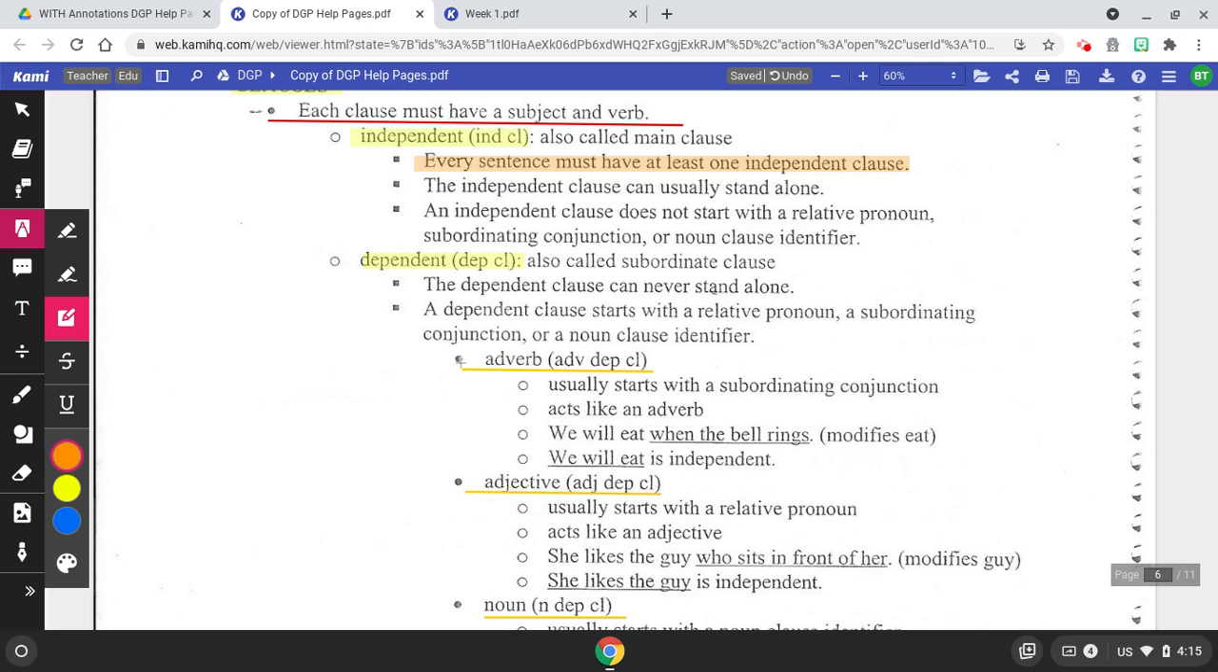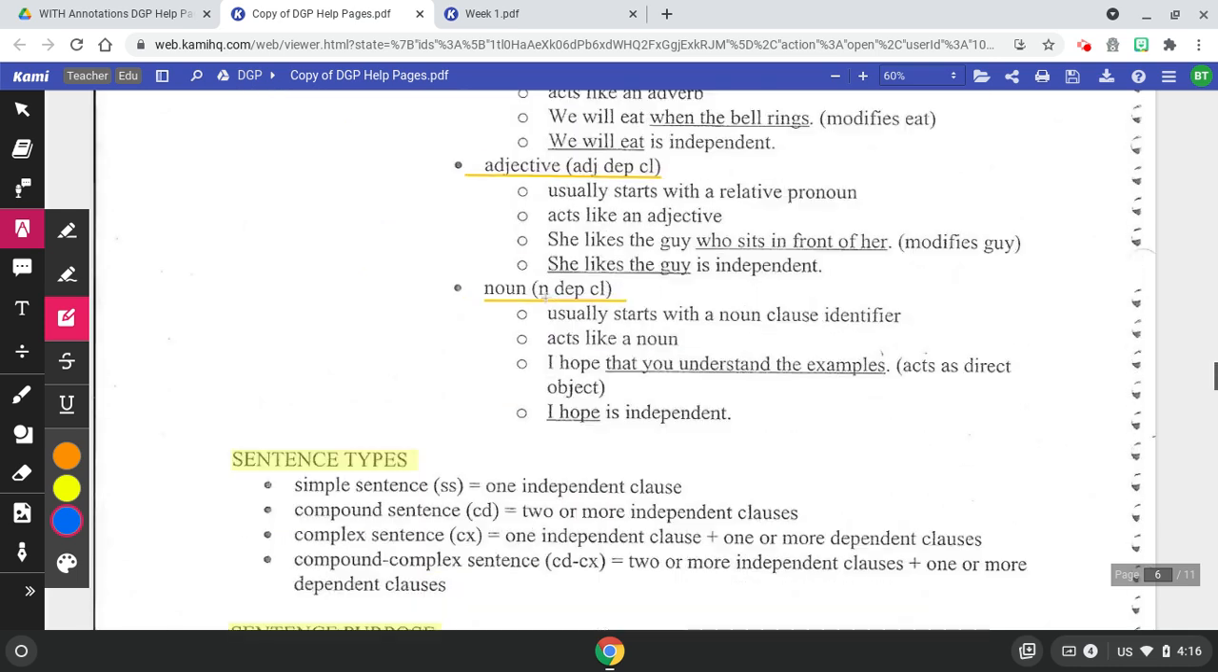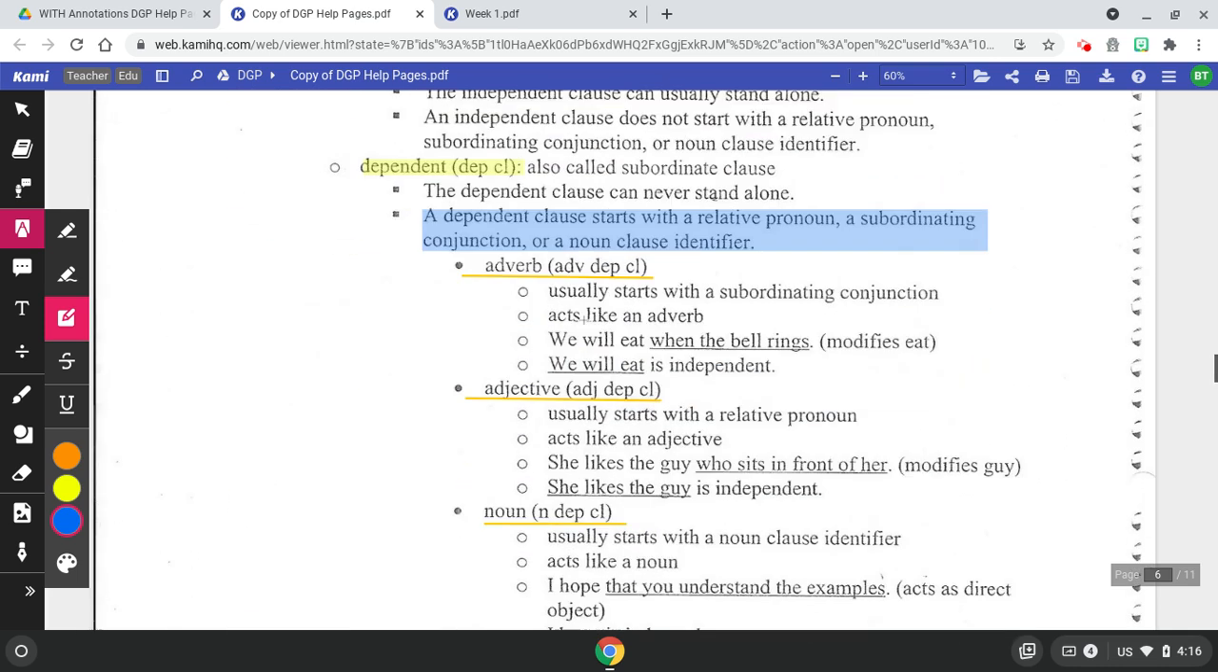Down here, we got some important things too. A dependent clause, whenever we have those, they always start with a relative pronoun, a subordinating conjunction, or a noun clause identifier. If you have one of these things in your sentence on Monday and Tuesday, then you might have a dependent clause. Once again, a cheat code, okay? Here's another fact up here. Independent clauses never start with relative pronouns, subordinating conjunctions, or noun clause identifiers, okay? That's pretty much it for the clauses. Let's go down.